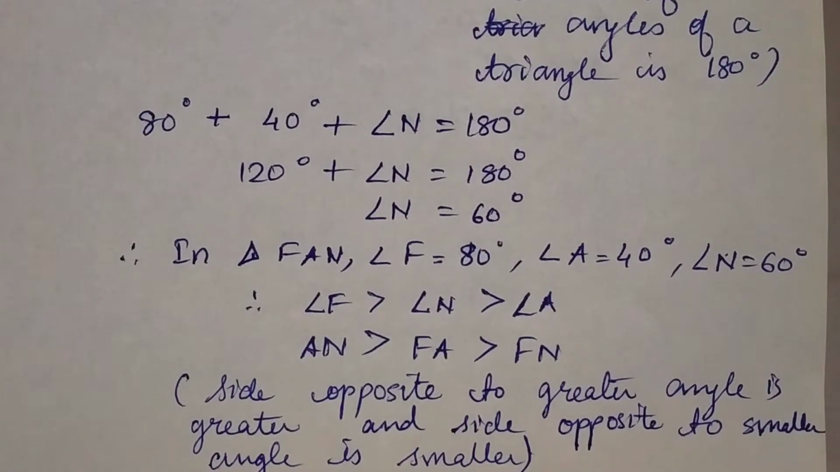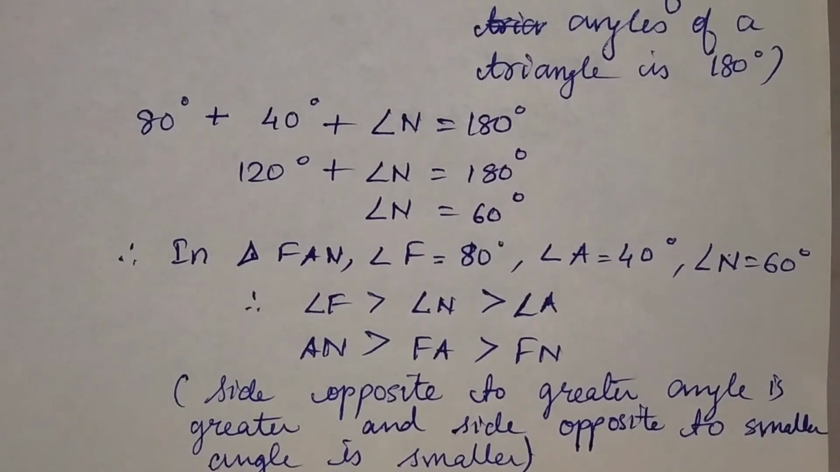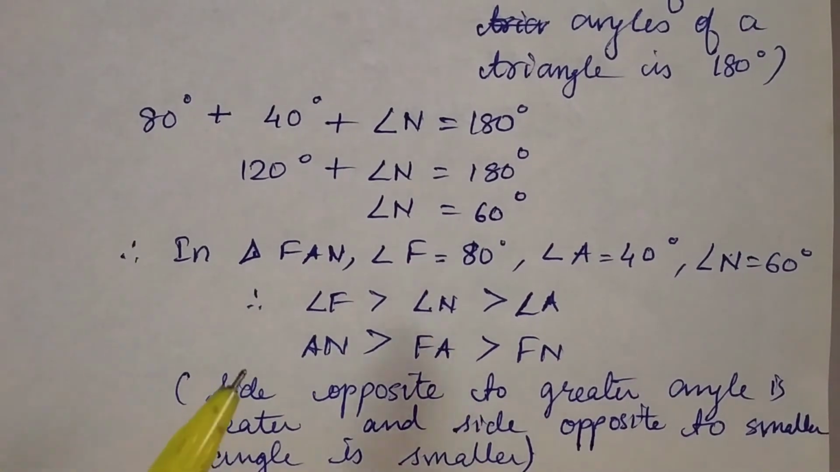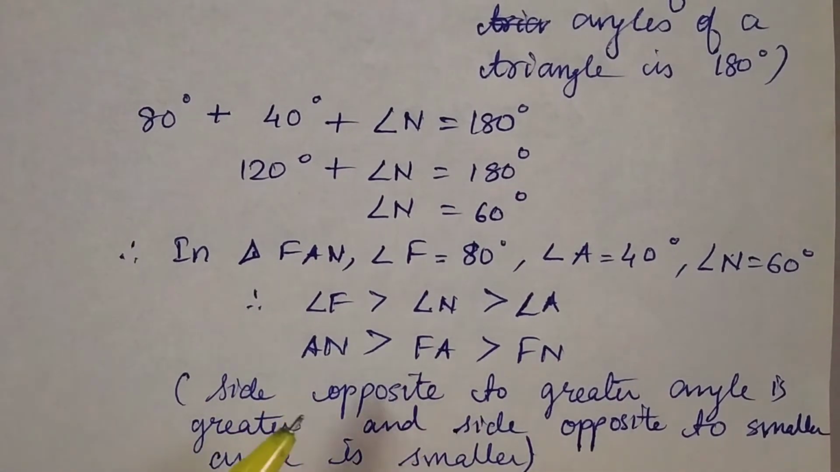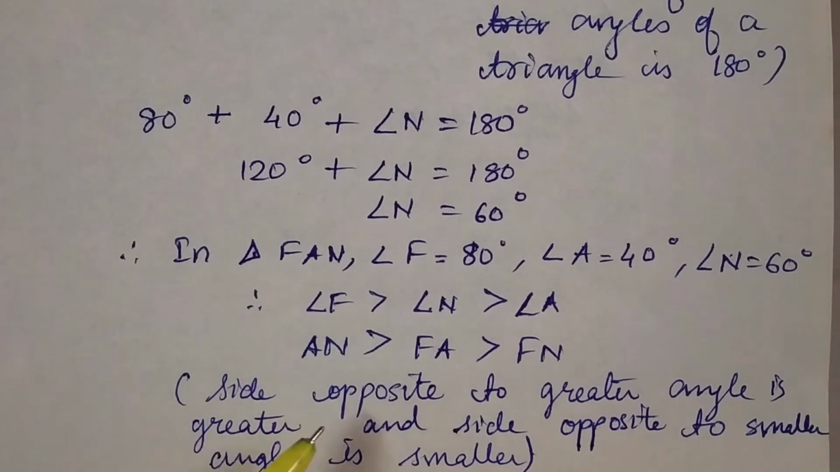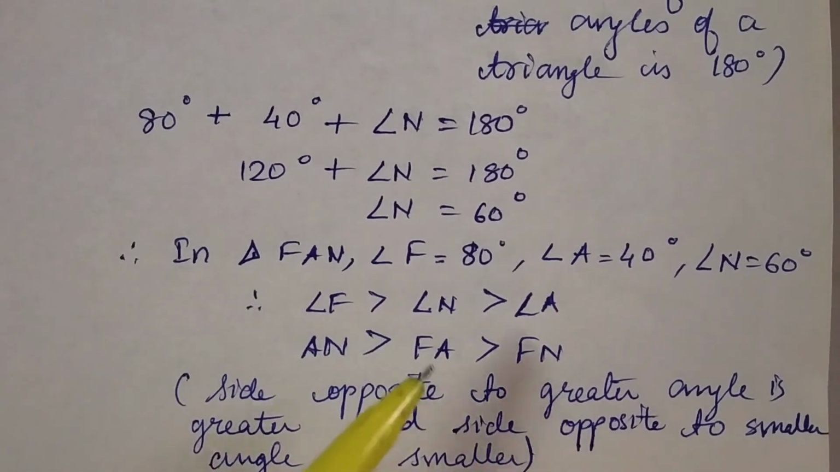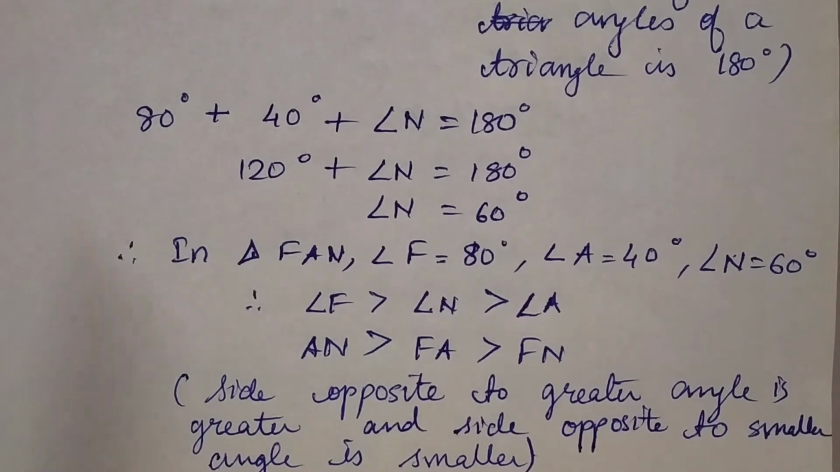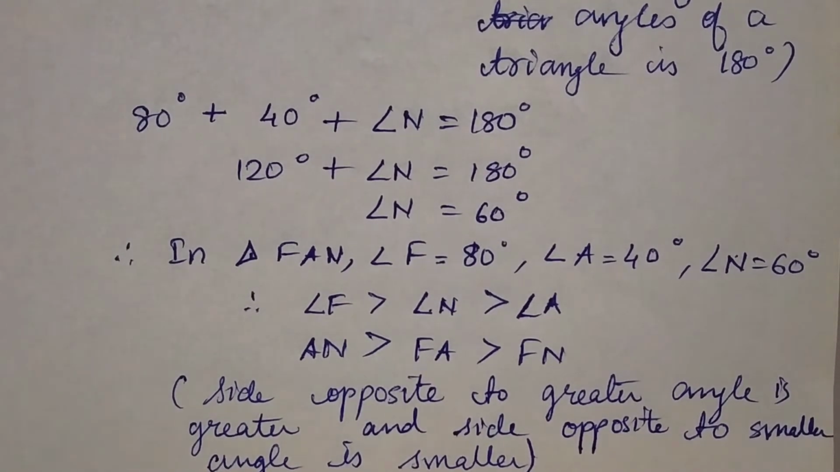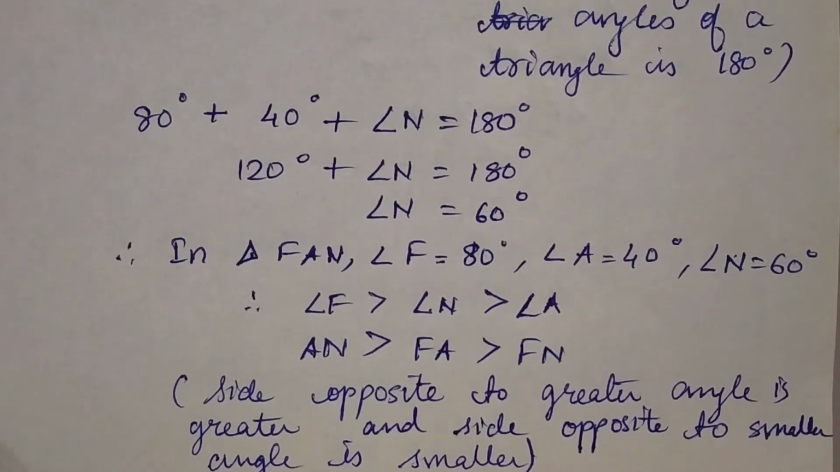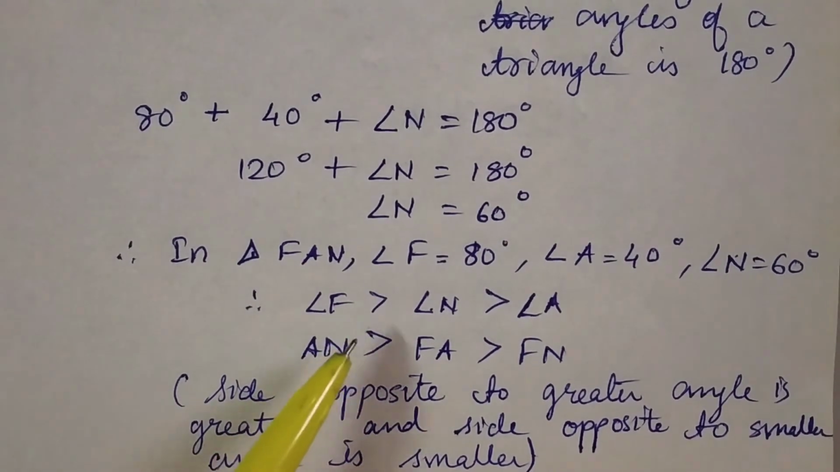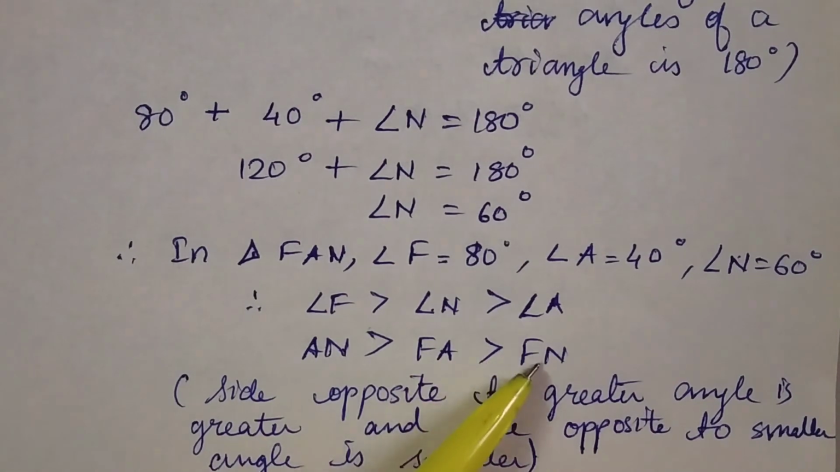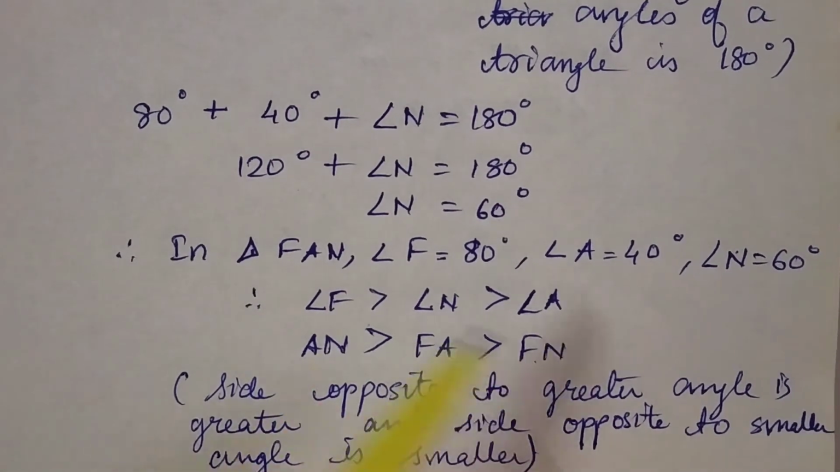But in the question it is given that you have to state the reason. So we say that the side opposite to the greater angle is greater and the side opposite to the smaller angle is smaller. This is the reason for it. Finally, we write down the greatest side and the smallest side. The final statement according to this will be: AN is the greatest side and FN is the smallest side. Thank you.